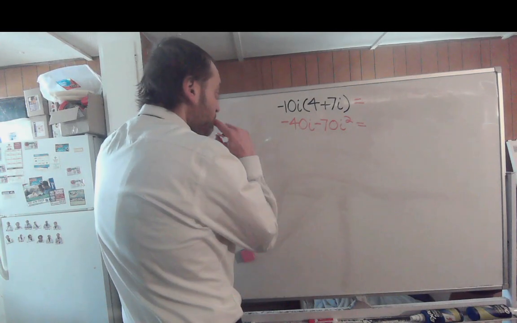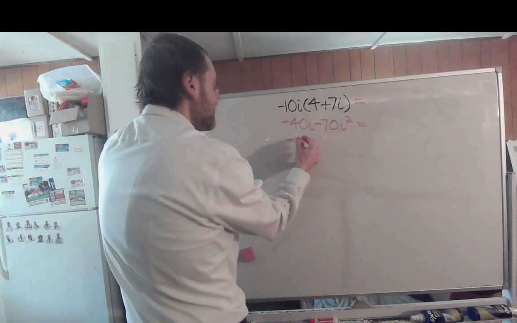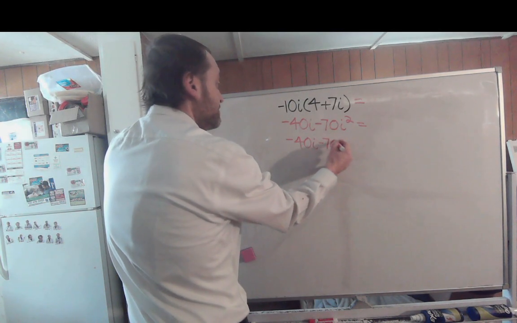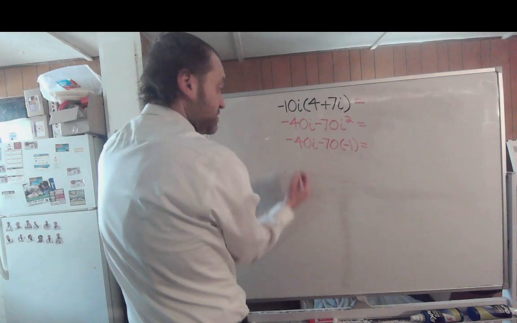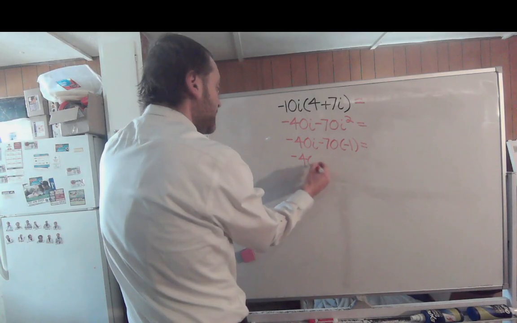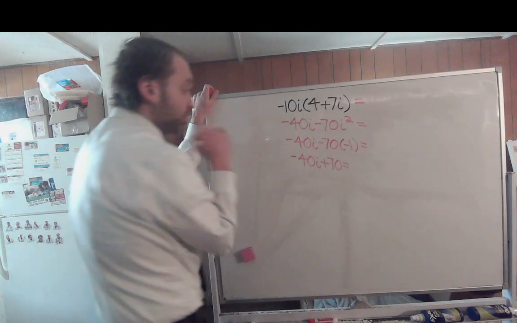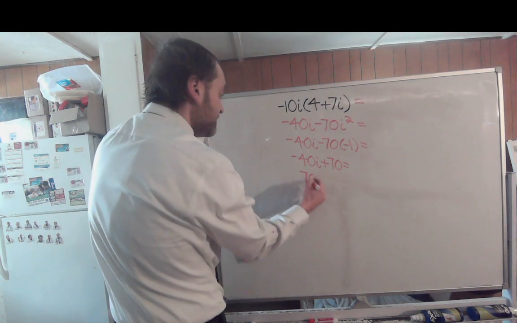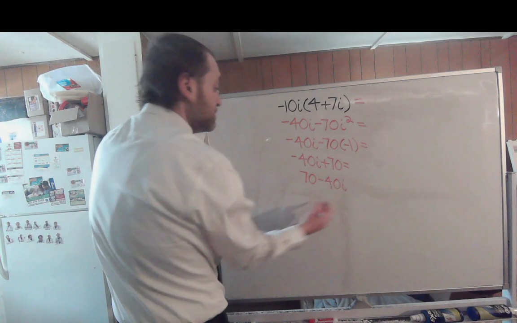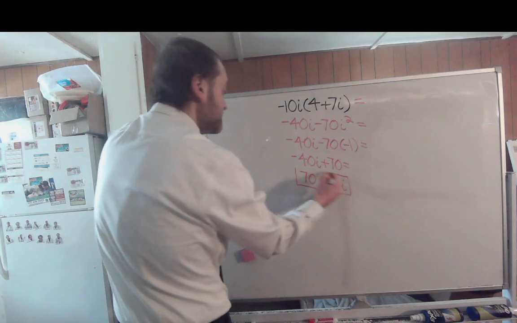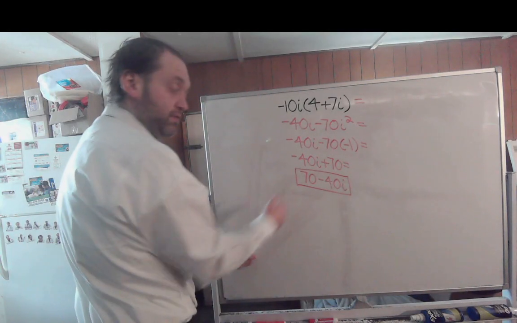Well, you'll still have -40i. We can't do much with that. Minus 70 times your i squared. i squared is -1. This is going to turn into -40i plus 70. But in standard form, you would write this as 70 minus 40i. So the answer you would get is 70 minus 40i for the complex number in standard form.